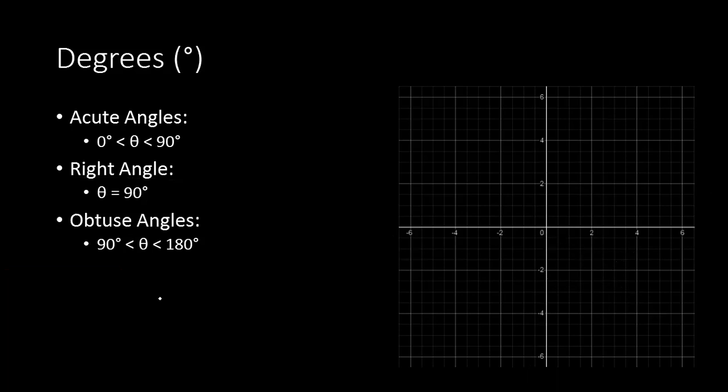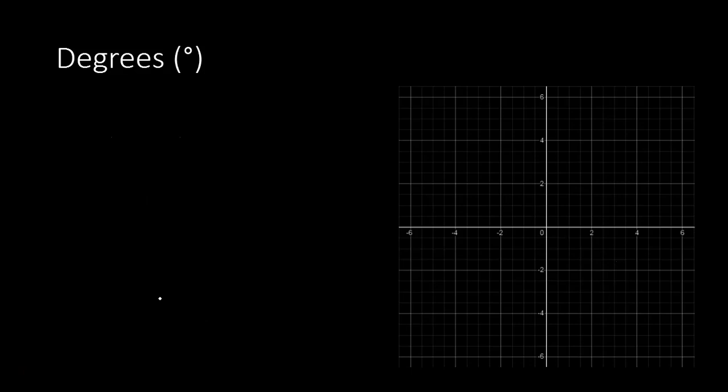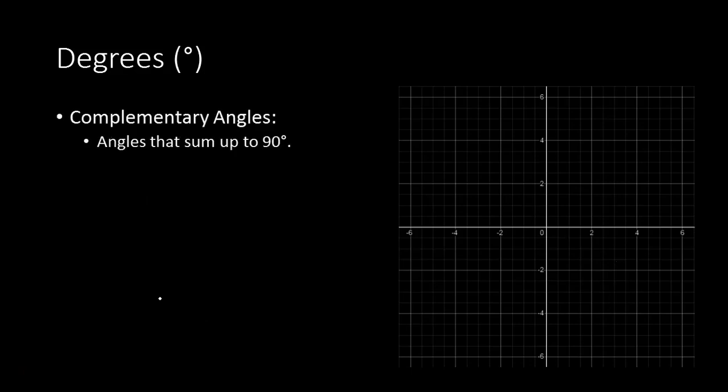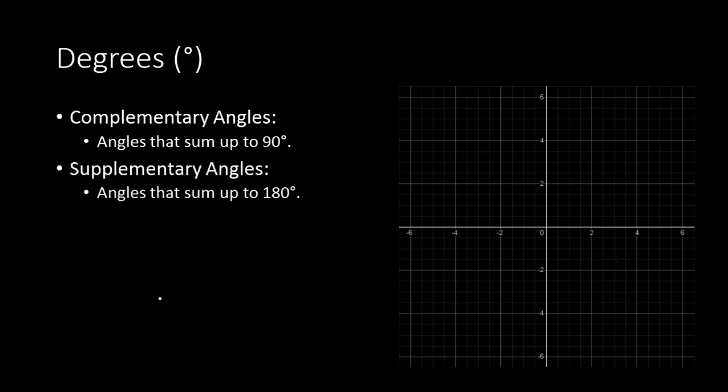All right. Now, another last piece of information we need to know about degrees is the application of complementary angles, which basically means angles that sum up to 90 degrees. And we have supplementary angles, angles that sum up to 180 degrees. All right. So how would we know if the given angles sum up to 90 degrees or to 180 degrees? How are we going to know that?